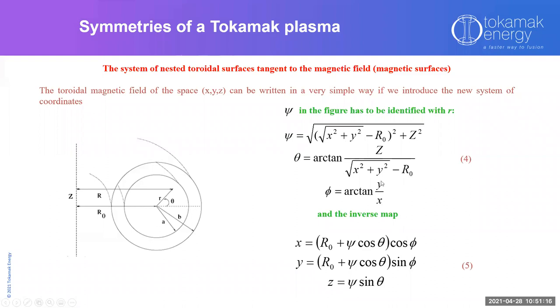using the Cartesian coordinates. The reason why I used psi is because while r is a good coordinate in a circular plasma, let's say, in elongated and more realistic plasmas, we use something else to label the radial coordinate. But for now, just consider psi equal to r.